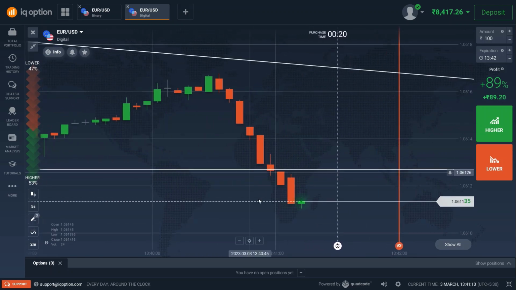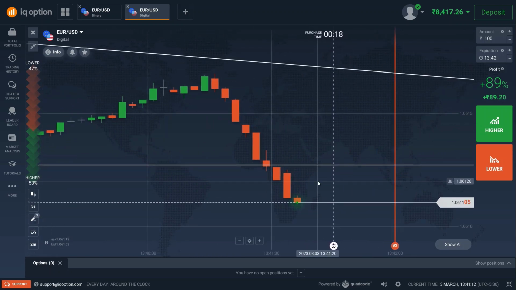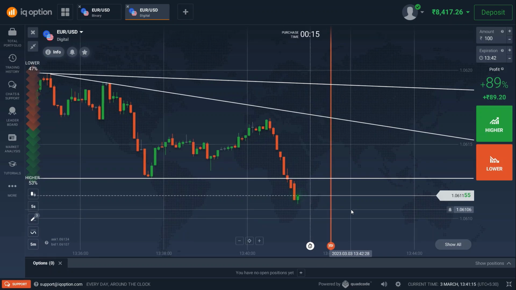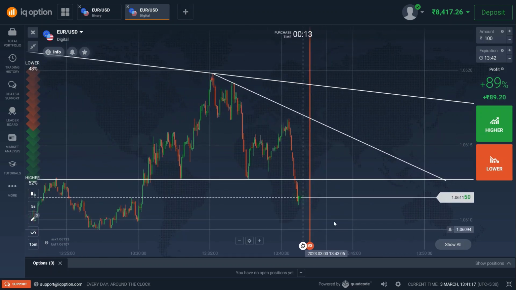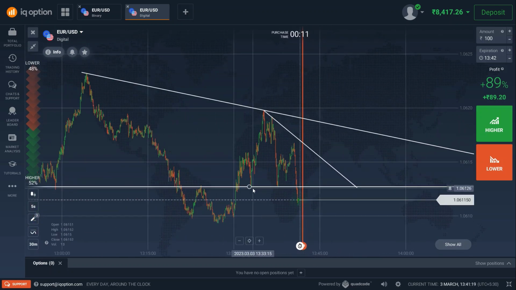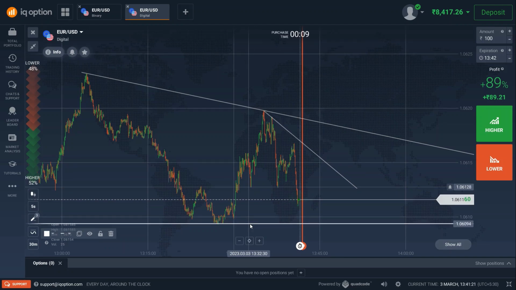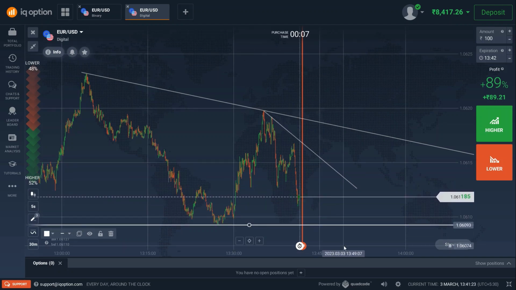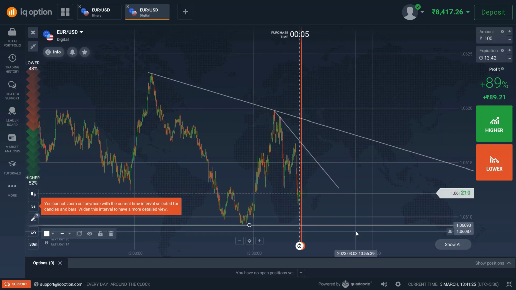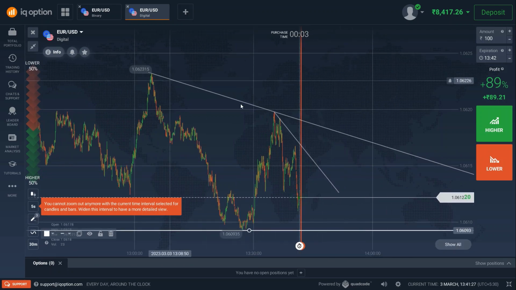So guys, as you can see, the market broke the structure and is currently moving in the downward direction to form a lower low. The market will hit this level and take a little bit of support, and then will continue moving in the downward direction until it finds the next support level. So the trend is confirmed, the downtrend is confirmed.